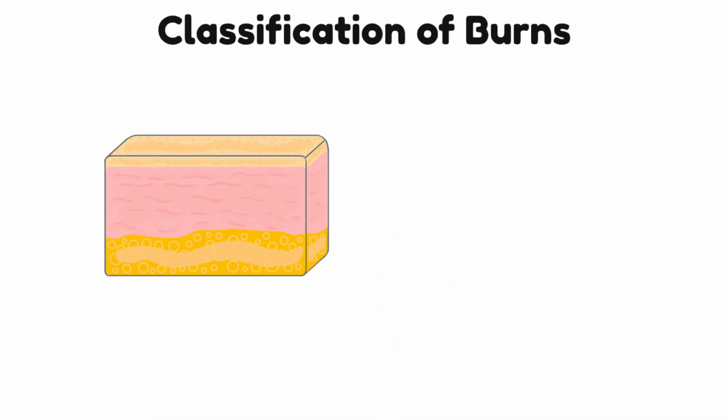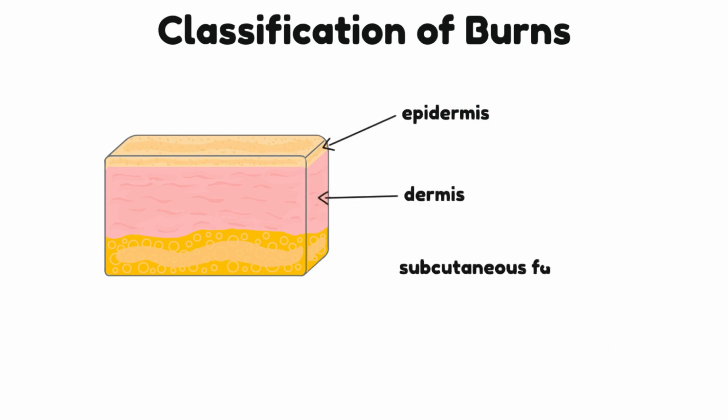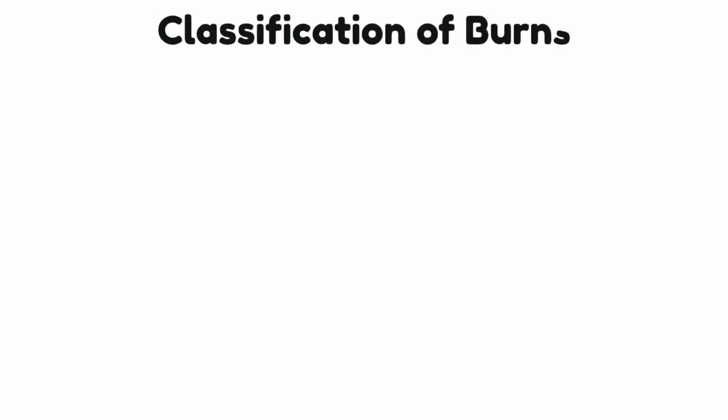Here we have a cross-section showing the typical anatomy of human skin. From top to bottom, you can observe the epidermis, dermis, subcutaneous fat layer, and musculature. Underneath all of this are your bones and organs. When this cross-section of skin is exposed to fire or a hot object, the burn injury will move inward through each layer of the skin until the thermal exposure is interrupted.